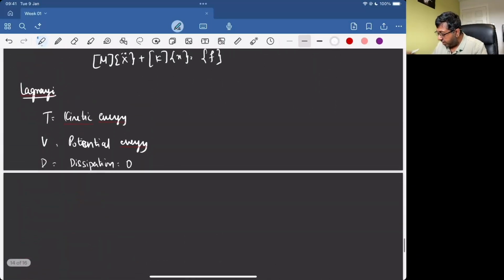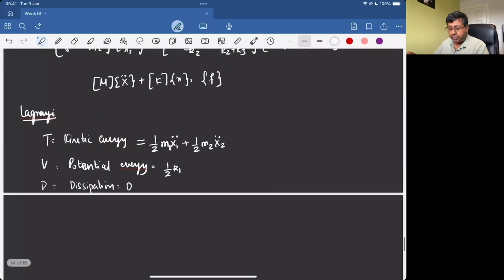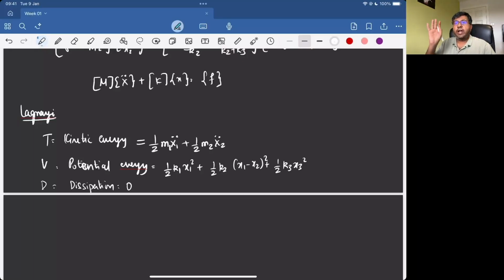Knowing this information is sufficient to write half m1 into x1 double dot plus half m2 into x2 double dot. Similarly, our potential energy is because of the spring elongation. So we have three springs: half k1 x1 square plus half k2 into (x1 minus x2) square plus half k3 into x3 square. We didn't look at the directions or anything here.